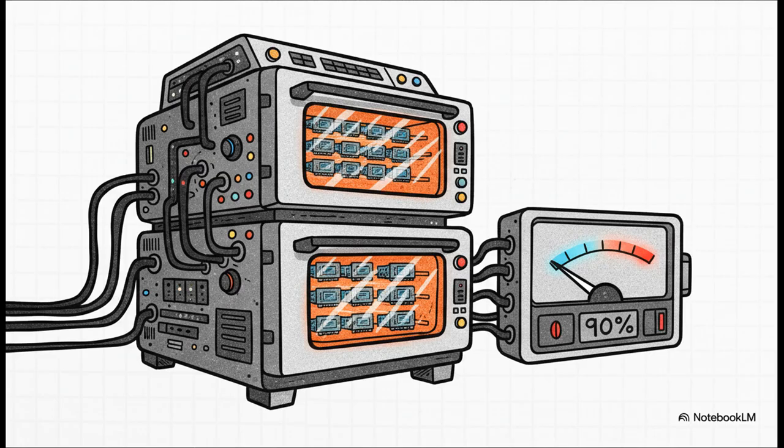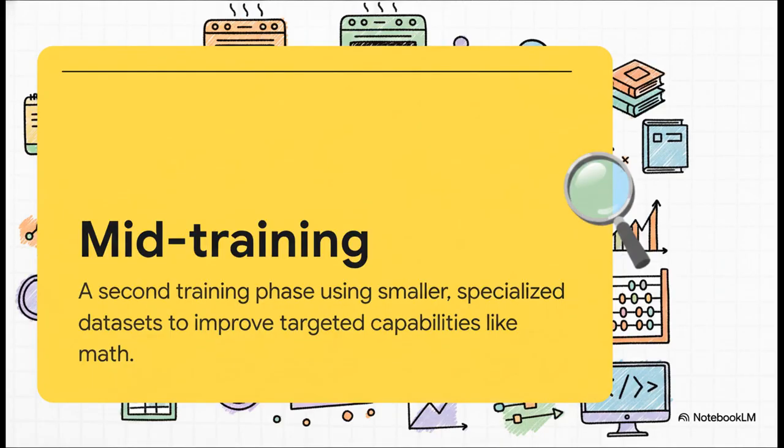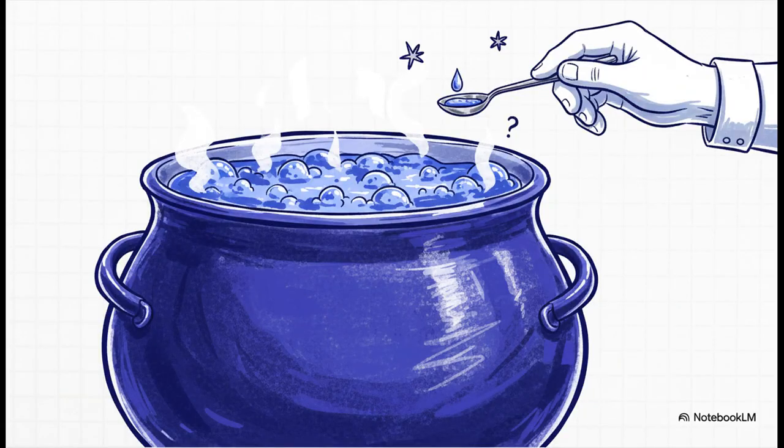Just wow. But get this. Even after that massive initial bake, they're not done. The model then goes into a mid-training phase. You can think of it like a second, shorter bake designed to really hone specific skills. They use these smaller, specialized data sets to make the model particularly great at things like complex math or writing code.